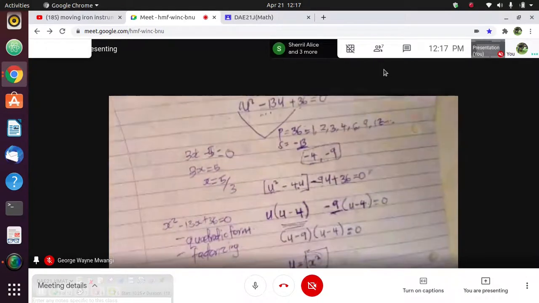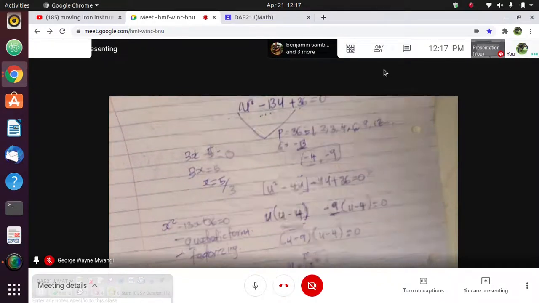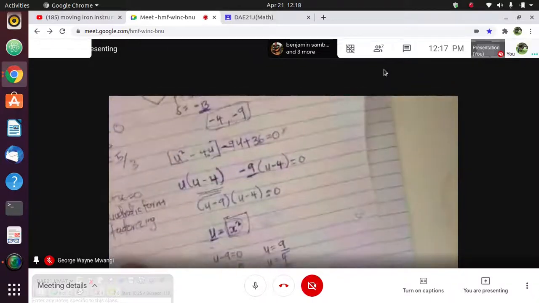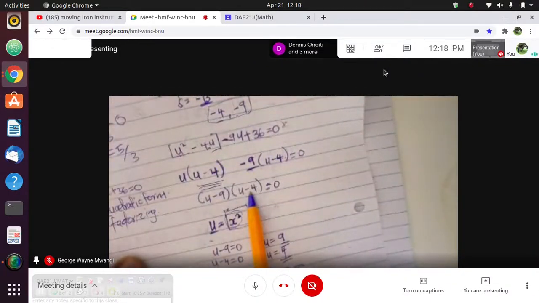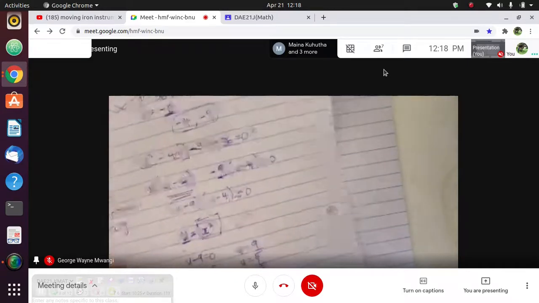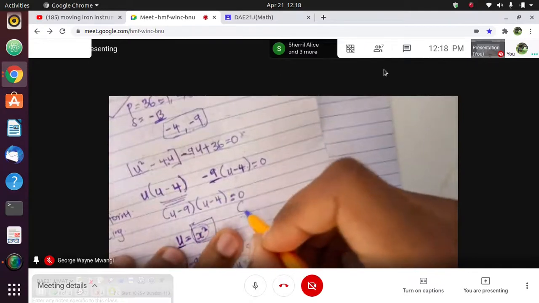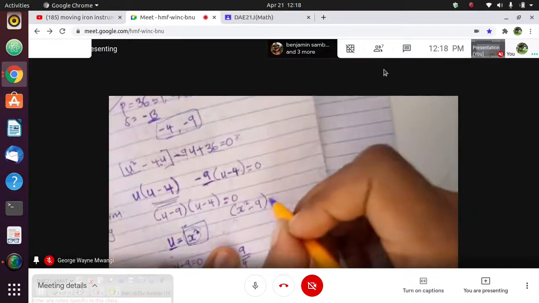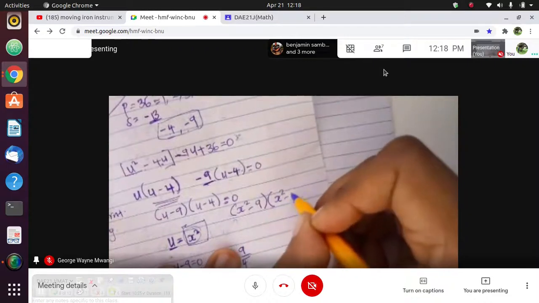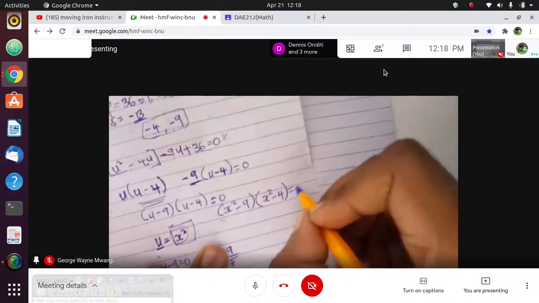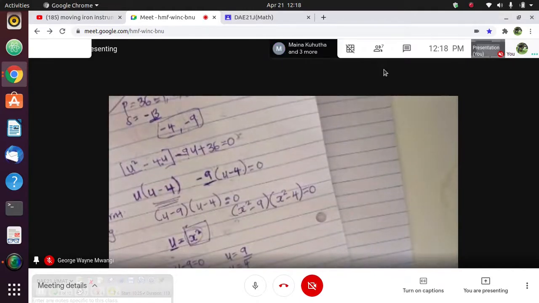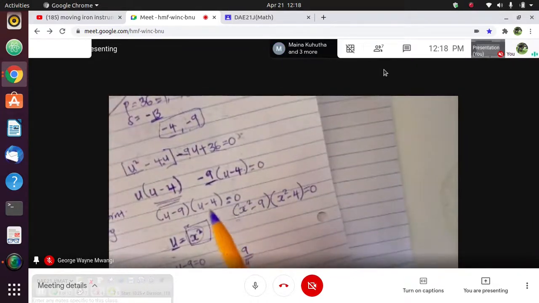Can I interrupt, Malim? Yes. Like it was u minus 9, then into bracket u minus 4. So my question is, when you ask to leave it in bracket form, like when we said that let x squared be u, so in our final, can we replace it with x squared minus 9 and x squared minus 4, is equals to 0? Now we have not yet, it is not our answer.